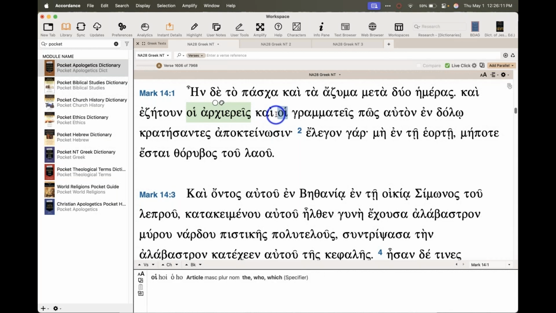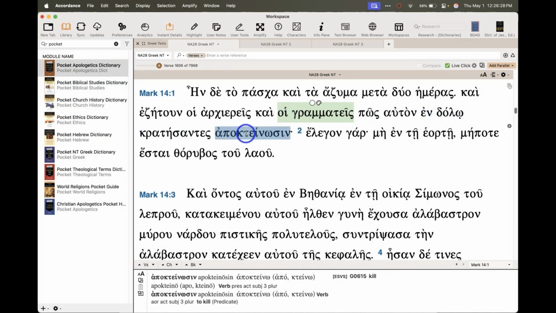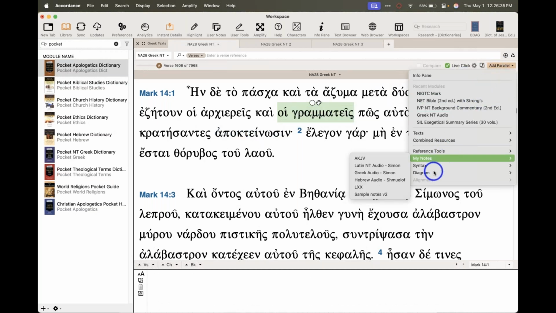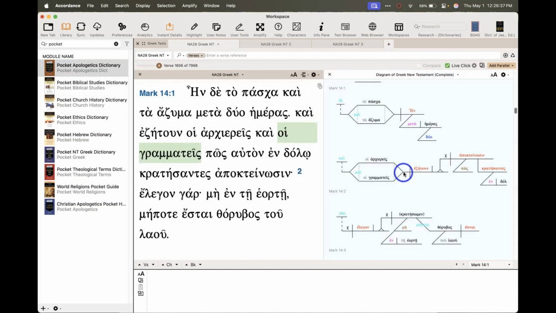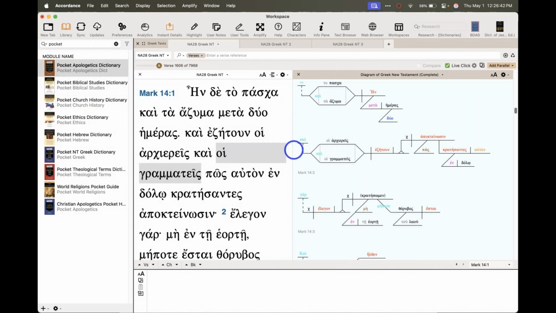Kai, so compound subject again. Hoi grammates, it's glossed here as scribes. We'll come back to that in a minute. What were they seeking? Pos auton, how him in deceit, arresting they could kill. It's not easy to go left to right here, but it could help to see the diagrams and get a sense of how all of these words function together. And then we can translate.